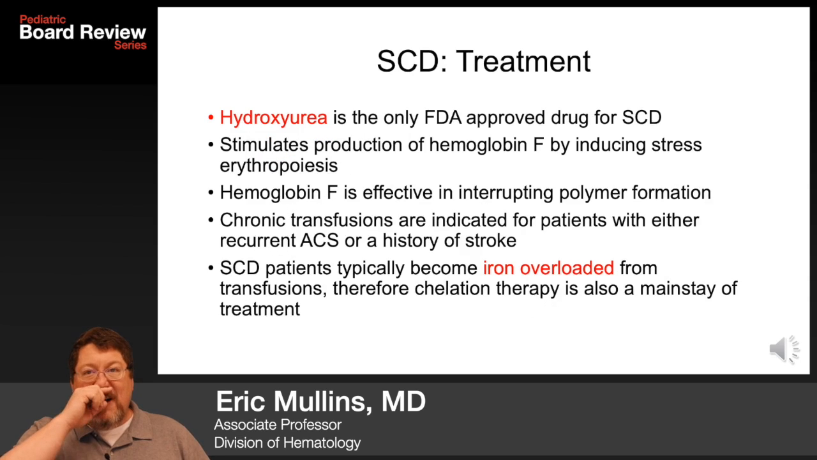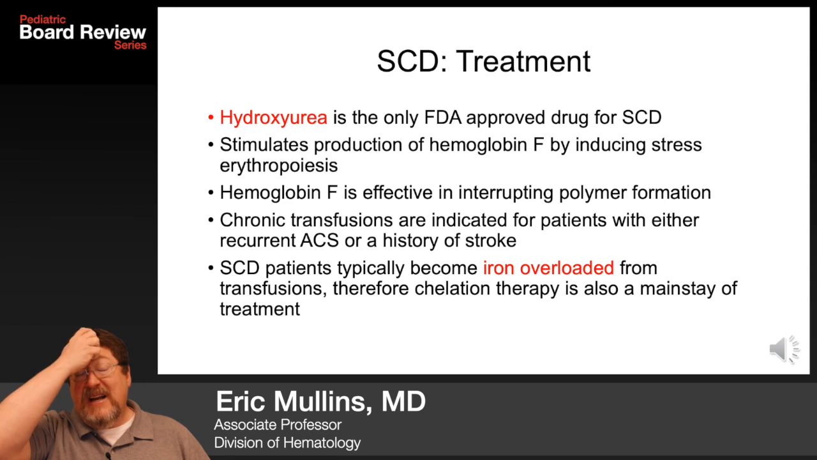So when you're thinking about how to treat sickle cell disease, hydroxyurea is the only FDA-approved drug for sickle cell disease. It stimulates hemoglobin F production. It stimulates stress erythropoiesis of the bone marrow and increases F levels. And F is more effective than hemoglobin A in interrupting sickle polymer formation. So you don't need as much F as you do A to stop that polymer from forming.